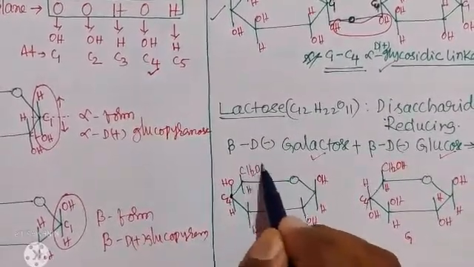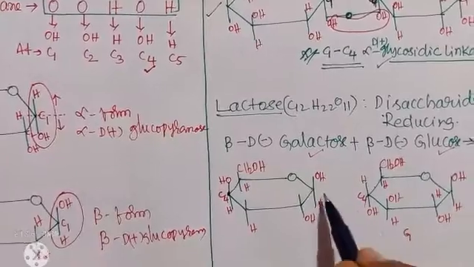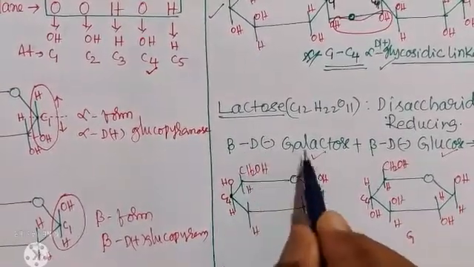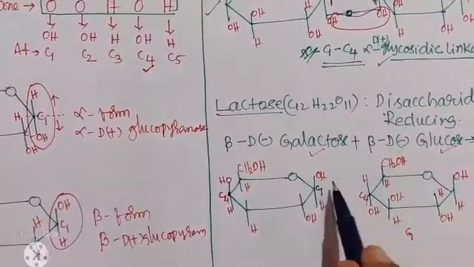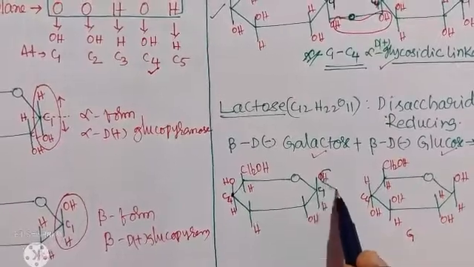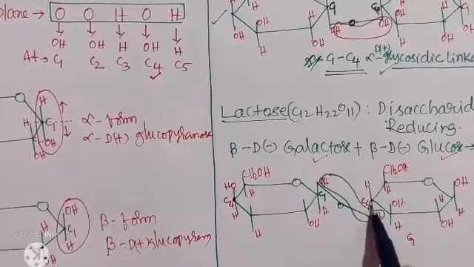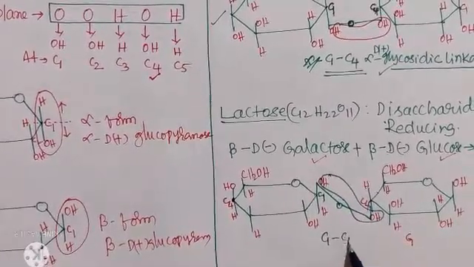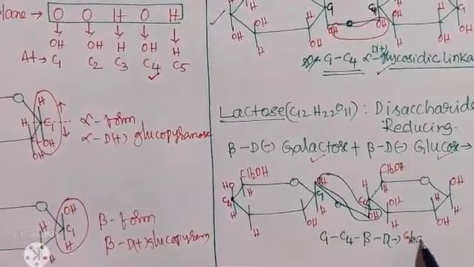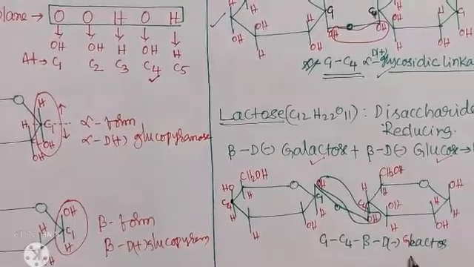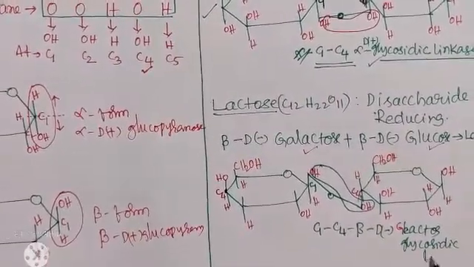Here the CH2OH. Now the glycosidic linkage takes place between C1 of beta-D-galactose and C4 of beta-D-glucose, meaning from here a hydrogen is removed and the linkage takes place directly like this. This is the C1-C4 beta-D lactose glycosidic linkage that takes place here.